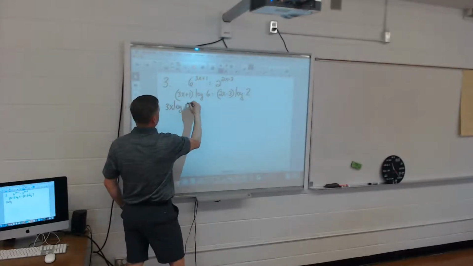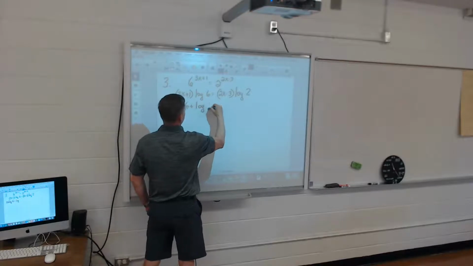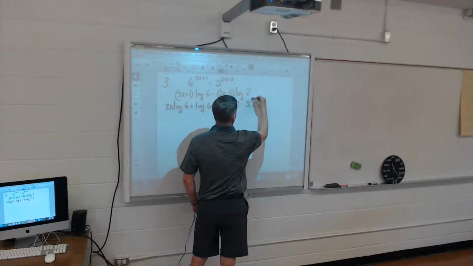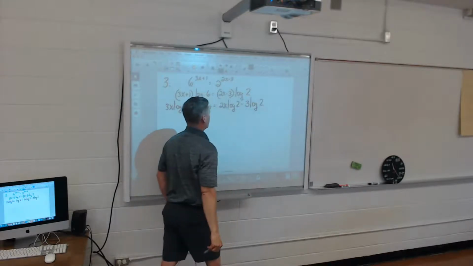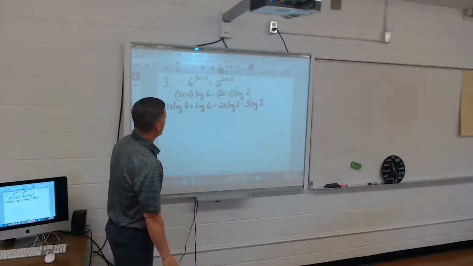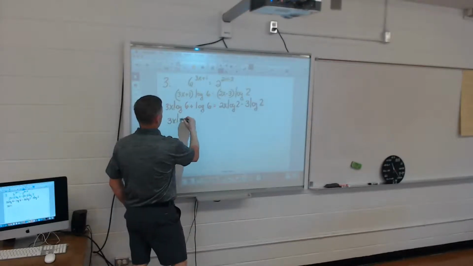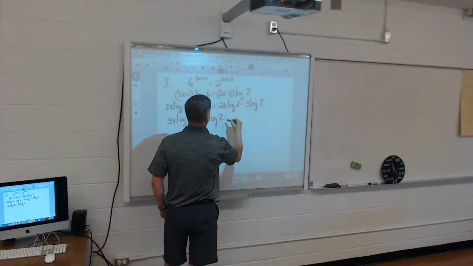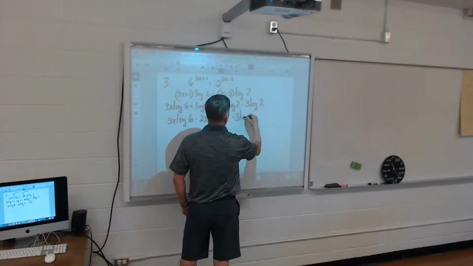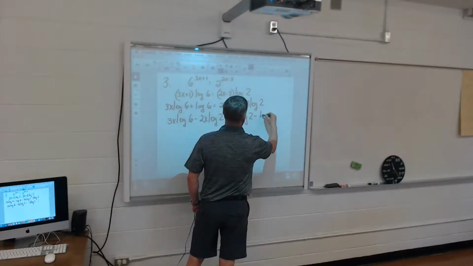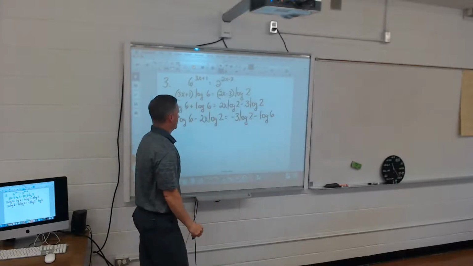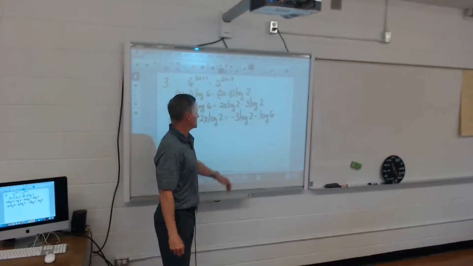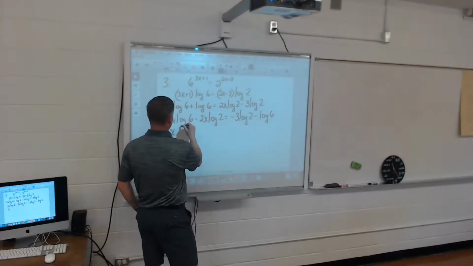3x log 6 plus log 6 equals 2x log 2 minus 3 log 2. Okay, get the x's on one side. 3x log 6 minus 2x log 2 equals minus 3 log 2 minus log 6. So subtract 2x log 2 over, subtract log 6 over, factor out my x.